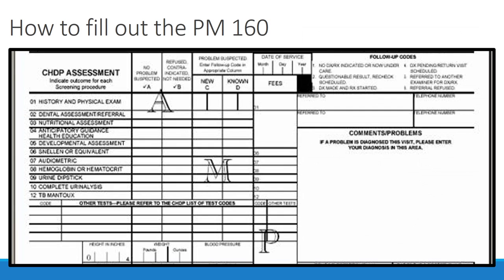In the CHDP assessment section of the PM160, locate row 5, Developmental Assessment. If there are no problems suspected, put a check in column A. Otherwise, use the appropriate follow-up code 1 through 6 in either column C for new problems or D for known problems. Make sure to offer an explanation in the Comments Problems section. Write the number 5, referring to the assessment procedure, your explanation, and then the applicable follow-up code. Finally, if you are referring a child to a specialist, write the referred to provider's name and telephone number in the referred to boxes above the comments or problems section.